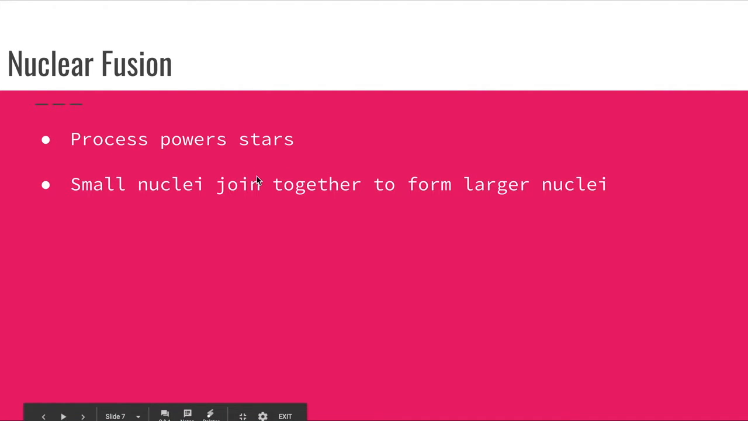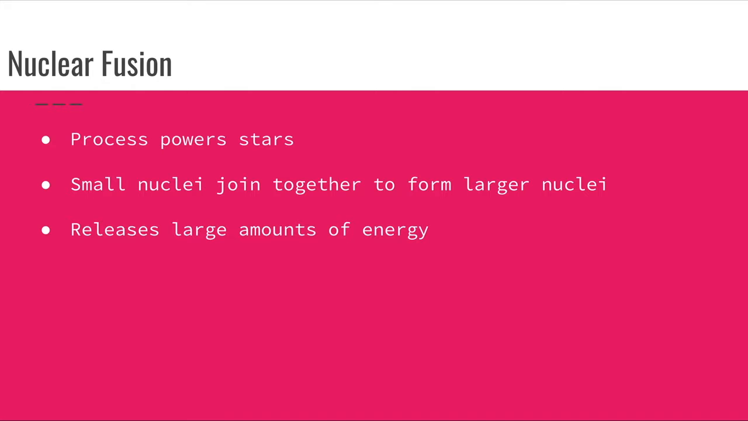Now, nuclear fusion. Nuclear fusion is a process that powers the stars. And so it is a natural event. And it's mainly in the main sequence of the stars. And involves small nuclei joining together to form larger nuclei. So nuclear fission was the splitting of nuclei. Nuclear fusion is the fusing of nuclei. And nuclear fusion releases a large amount of energy, just like nuclear fission.